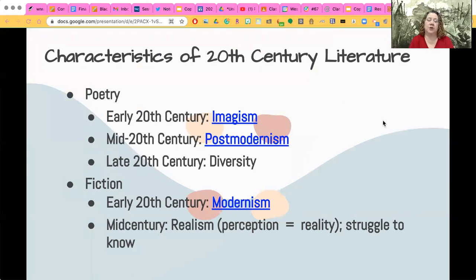All right, let's talk about characteristics of 20th century literature. Now, of course, we have a much more diverse landscape of literature because we have people who are writing poetry, we have fiction, we have drama, and more people are writing. So as we get into the 20th century, poetry moves through a couple of different important movements, like Imagism. We're going to look at an Imagist poem on Thursday.